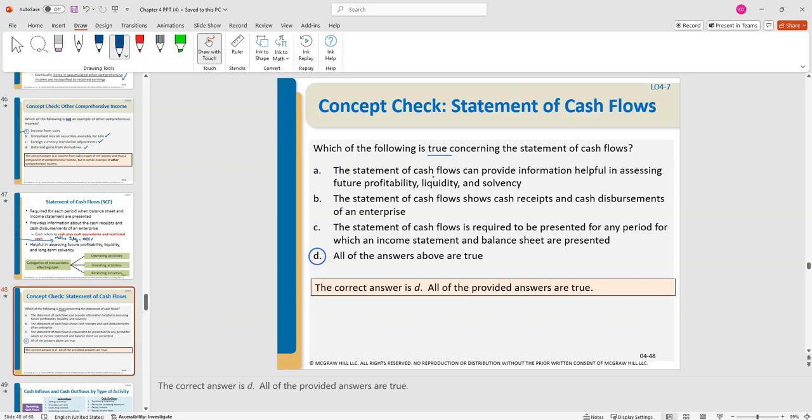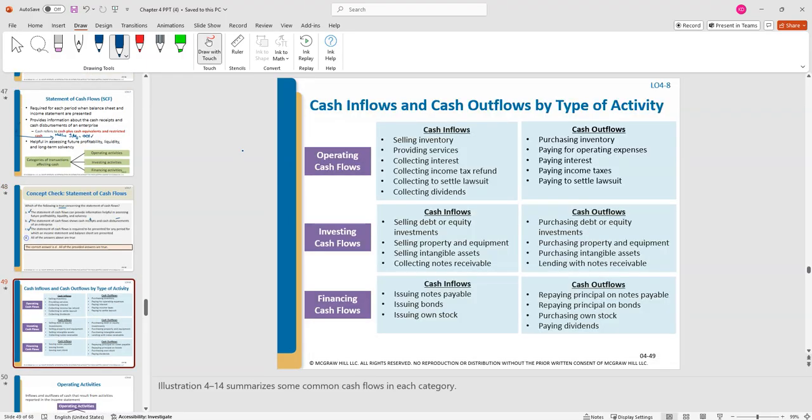So it says here, which of the following is true concerning the statement of cash flow? So all of the above, right? A, it can provide information that's helpful in assessing profitability, liquidity, and solvency. It shows cash receipts and disbursements, so cash in, cash out. It is required to be presented for any period for which an income statement and a balance sheet are presented, okay?